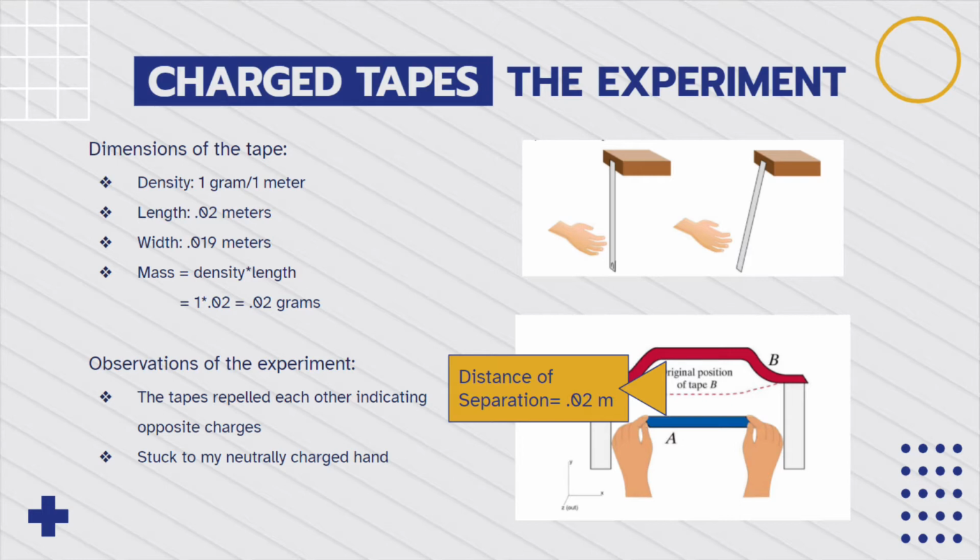To check if the tape was charged, I placed my neutrally charged hand near the tape, and since the tape was attracted to my hand, I knew the tape was charged. Furthermore, when two pieces of tape were placed next to each other, they repelled each other, indicating that they have the same charge. And when the two charged tapes were placed on top of one another, the higher tape began to float when they were just 0.02 meters of separation away.